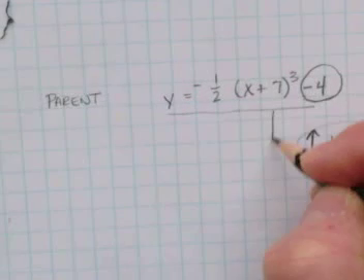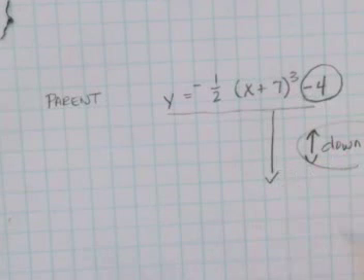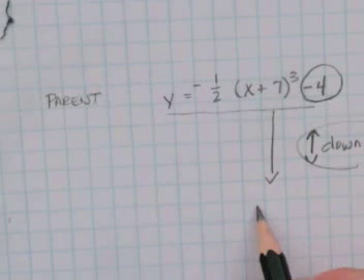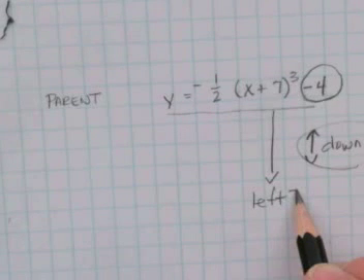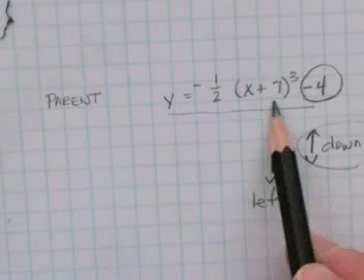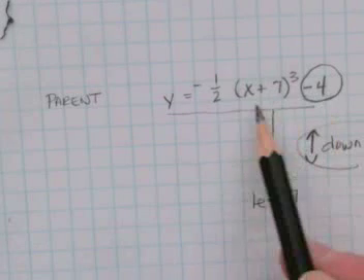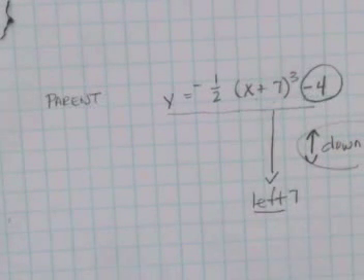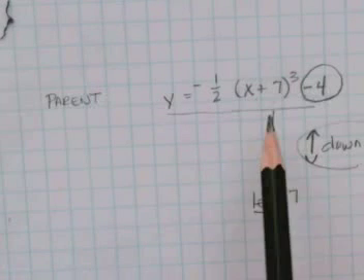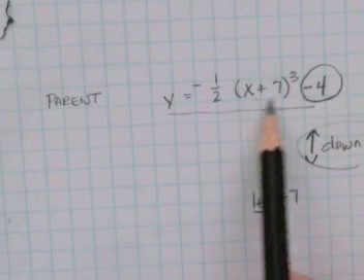Now I'm going to look for a left-right shift, and this indicates that I have shifted to the left 7 units. Again, I take the magnitude from the number that's inside the parentheses, but I switch the sign and indicate that it's gone left instead of right. And that's always true for shifts left and right.